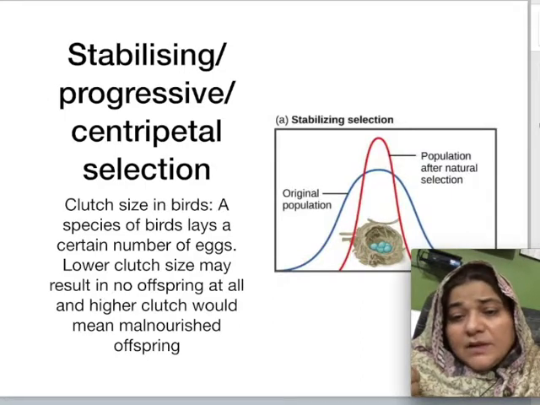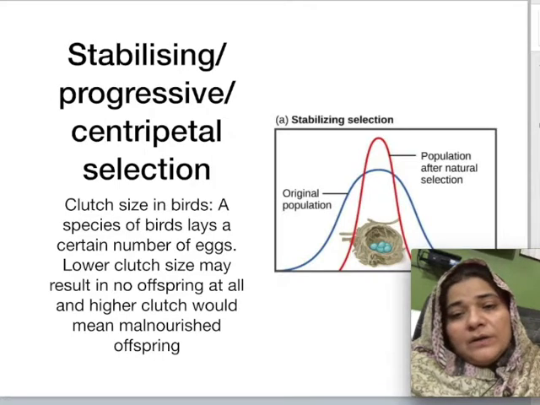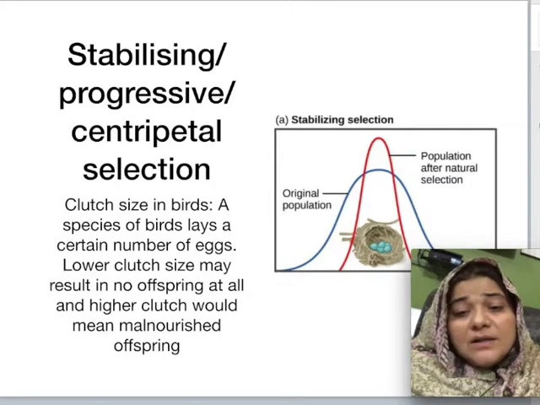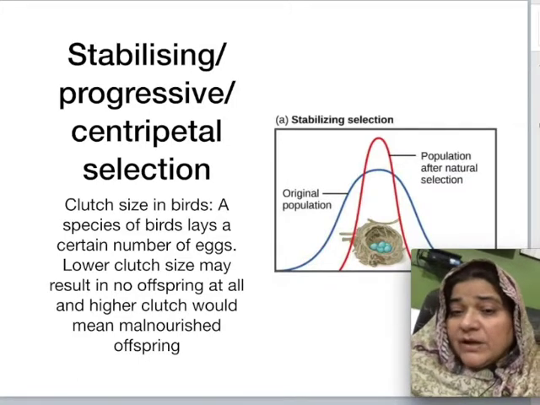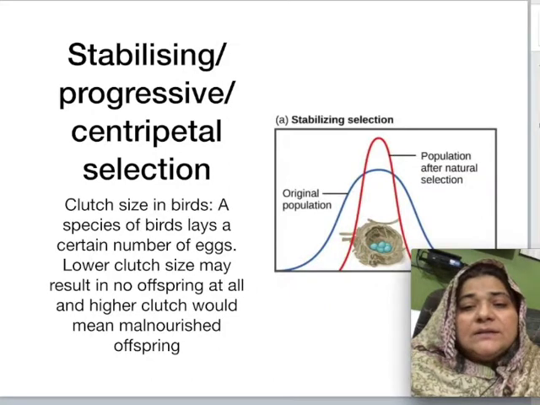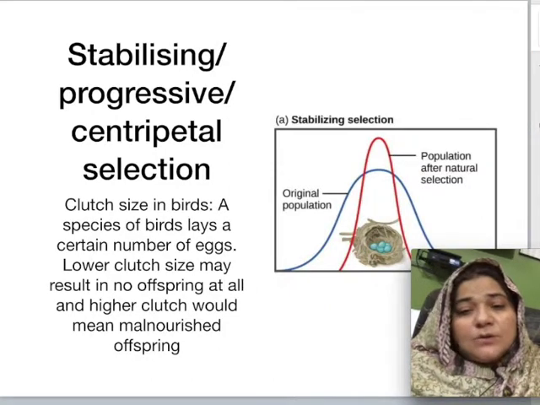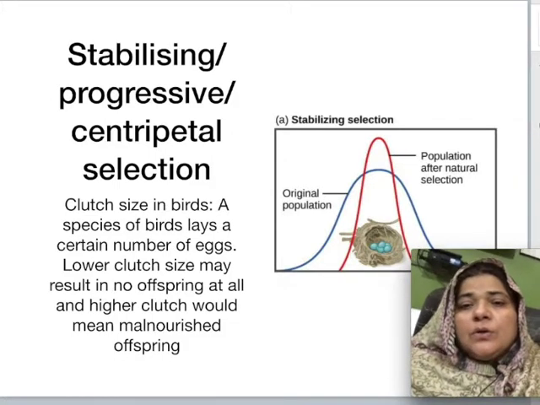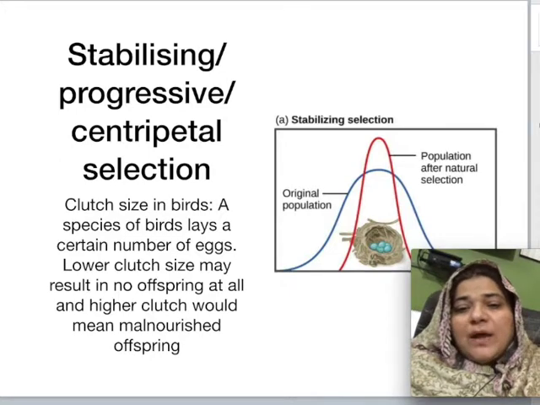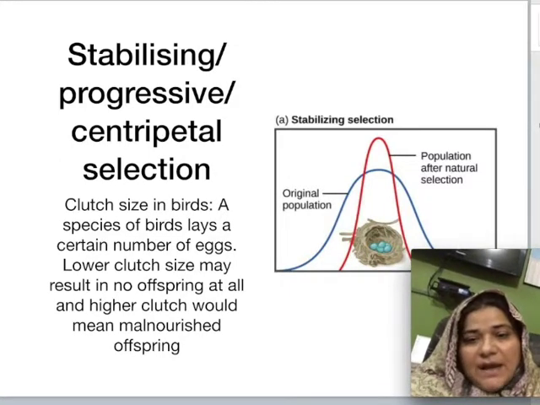The fledglings might be malnourished, or the parent may not be able to guard the nest so well. There may be predation of eggs, predation of the offspring, the fledglings, and hence the overall reproductive fitness of the species will be badly affected. So there is an average value, which is the intermediate value, which is being selected.